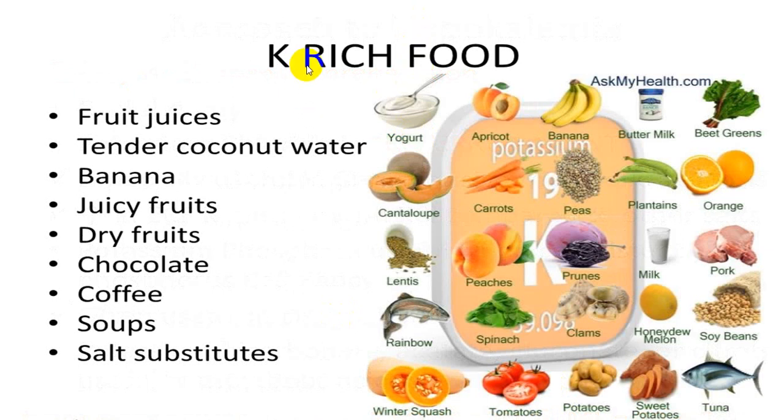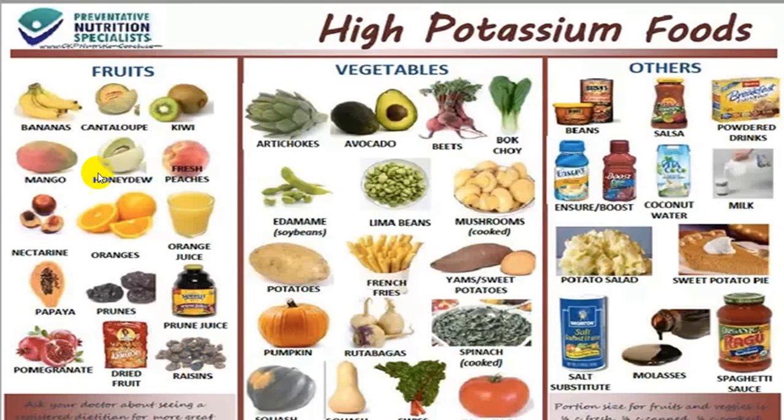The other way is potassium-rich foods like fruit juices, tender coconut water, banana. These are topmost on the list. You can use juicy fruits, dry fruits, chocolates, coffee, soup, and you can use potassium in the form of salt substitutes. These are all the foods which are rich in potassium. You can use any one of these fruits or vegetables, but the best is fruits and vegetables.